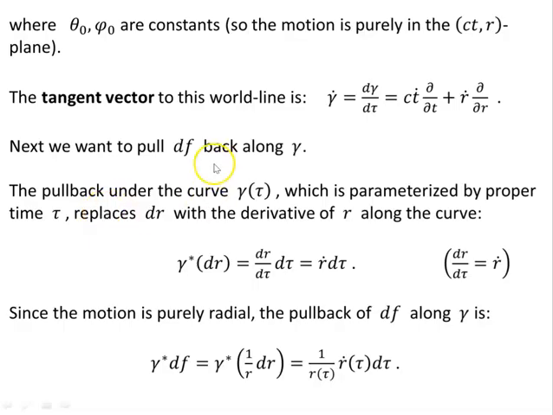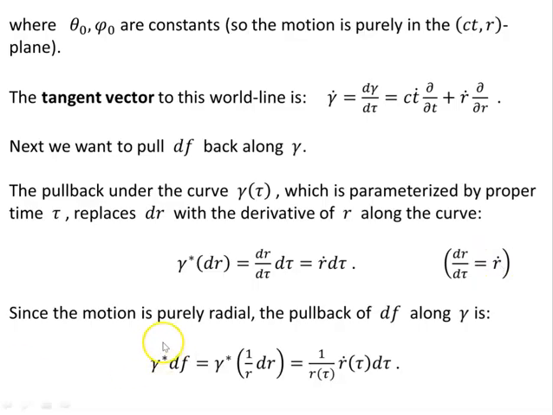So the pullback along the curve gamma of t, which is parameterized by proper time tau, replaces dr with the derivative of r along the curve. So the pullback of dr under gamma is dr d tau times d tau, which is r dot d tau. Okay, dr d tau is r dot.